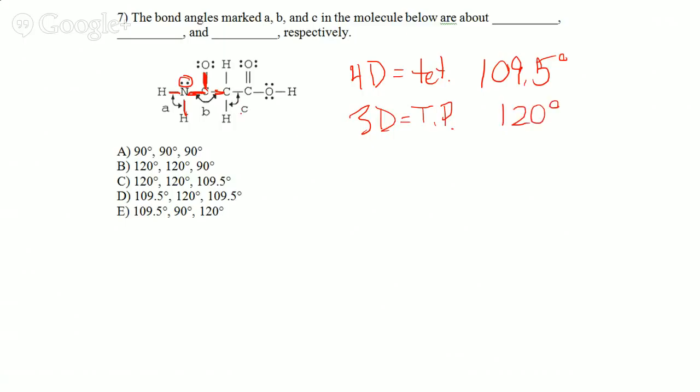And then I'm going to take a look at C, where there's 1, 2, 3, 4 bonding domains again. So it's going to be tetrahedral with bond angles of 109.5 degrees. So which answer would that be? It'd be choice B, as in David.